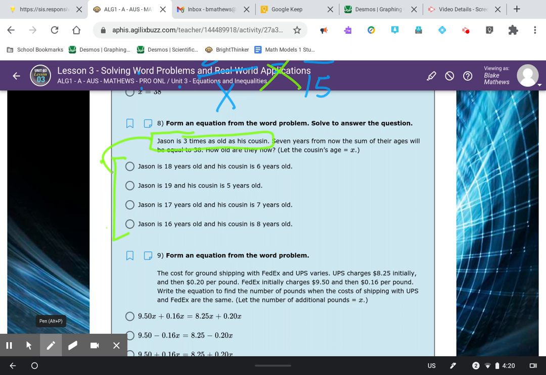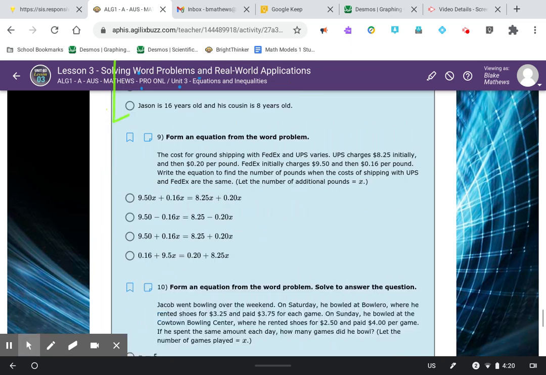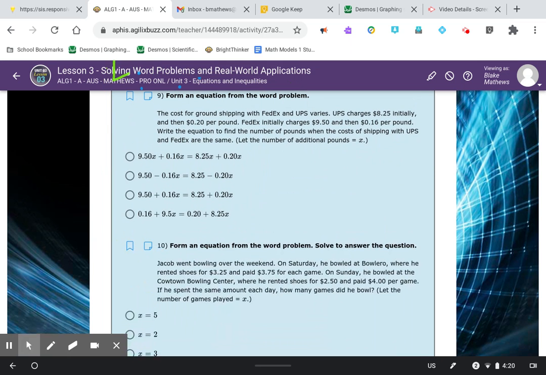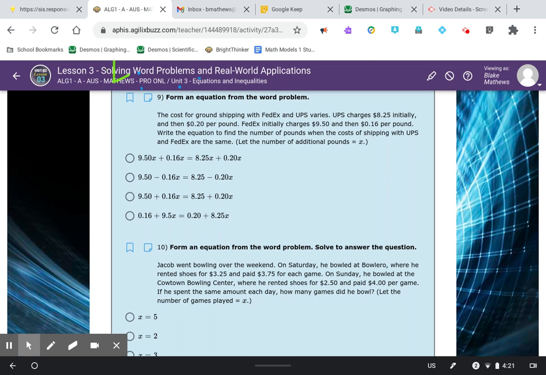See if number 9 is going to help. Need some help. The cost for ground shipping with FedEx and UPS varies. UPS charges $8.25 initially and then 0.20 per pound. And then it gives the same thing for FedEx. The number of pounds is X. So this is the formula we get when we have this kind of problem. You're going to have $8.25 initially and then 0.2 per pound. So $8.25 and 0.2 need to go together. So I have that here.